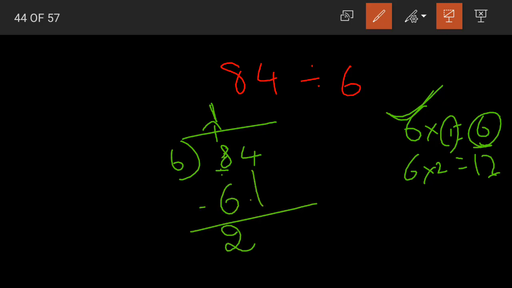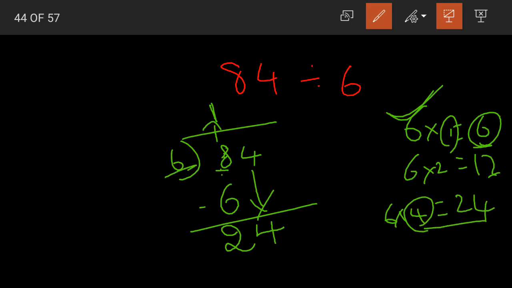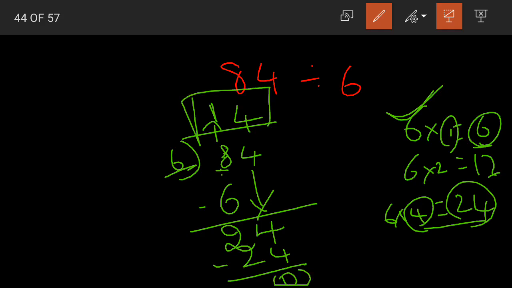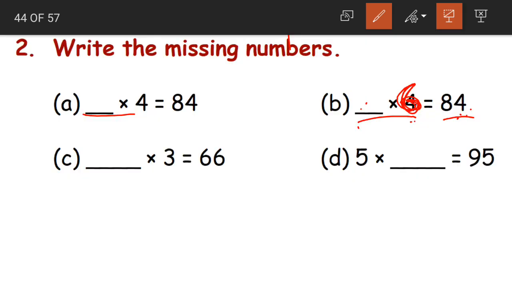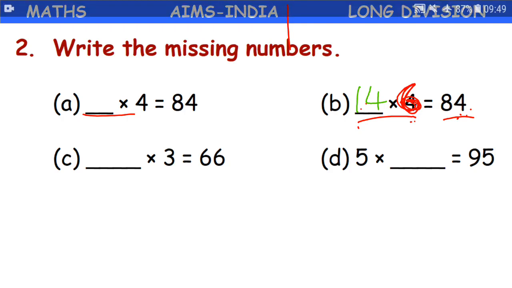Now what should you do, children? Bring 4 down. Now you know that 6 fours are 24. Yes, 6 fours are 24. So 4 will be written in the quotient. 24 will be written below here. And when we subtract, 0 becomes our remainder. So what is the number that we want here? Our quotient, 14. So 14 times 6 is equal to 84. Yes, you can even verify by multiplying.